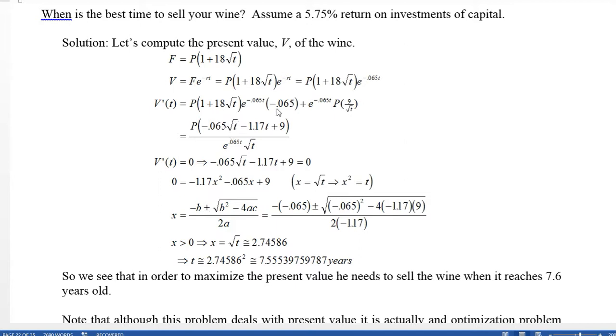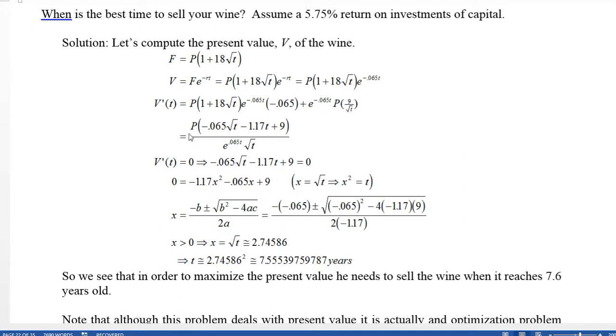So where are we? Okay, so we got this here times 1 times square root of t. And we got the negative 0.065 times 18, which is the negative 1.17. Square root of t times square root of t is just t. And then this one still has the 9, and that's it. Everything else is canceled out. So if you distribute this out together, you're going to get this up here.